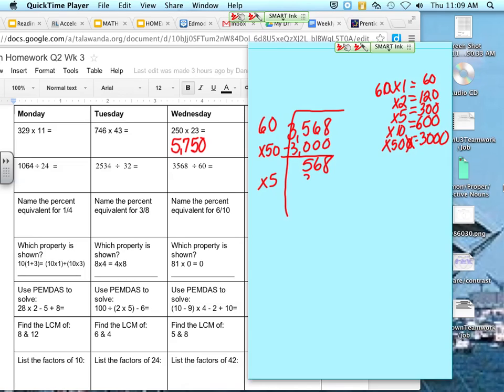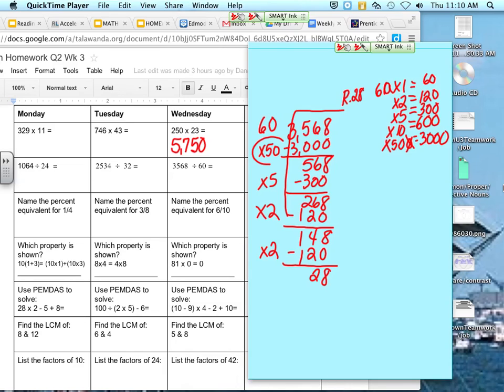Times 5, which is 300, and when I subtract, I'm left with 268, which we could do times 2. That got me 120, and when I subtract, I'm left with 148, so I can do another group of 2, which leaves me with 28. Can I skip count by 60 and get to 28? No, so I have a remainder, 28. And I have 50, 55, 57, 59, remainder 28.